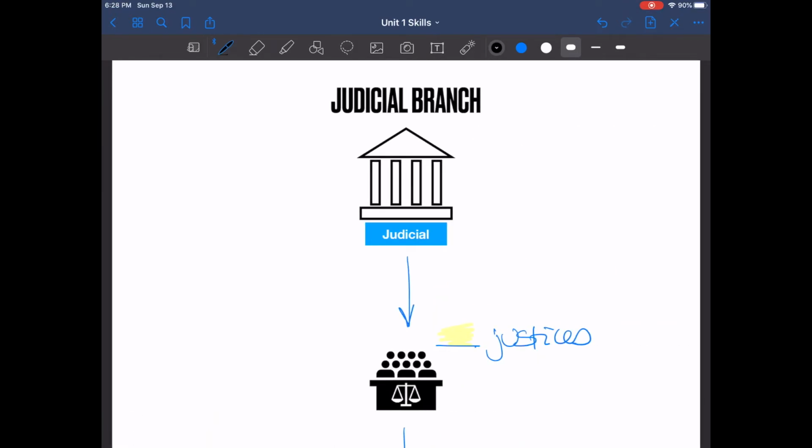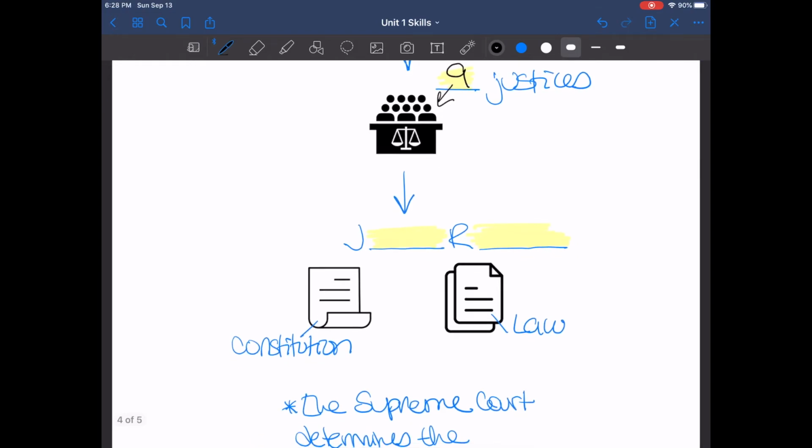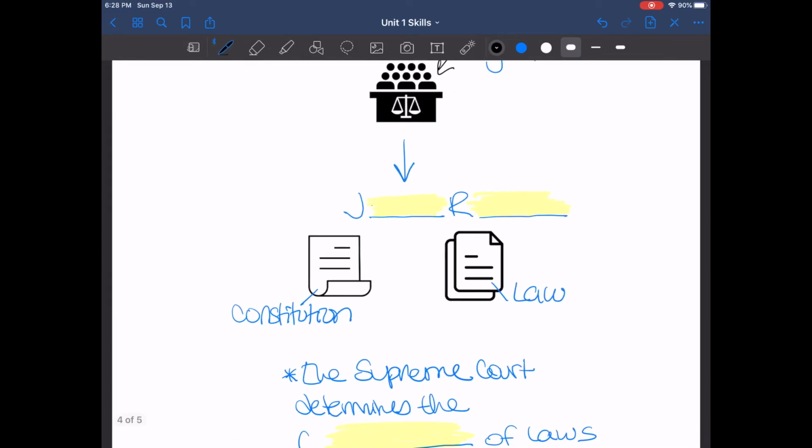The last branch of government, the judicial branch, is headed by the Supreme Court. Their main function or job is to interpret laws. In this, there are 9 justices, in order so that there is not a tie, who have a main function or power called judicial review.